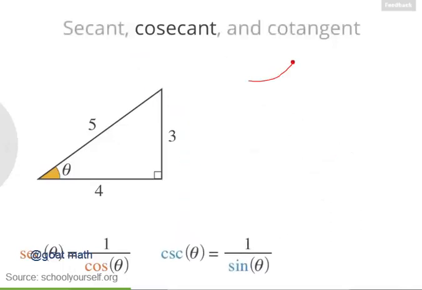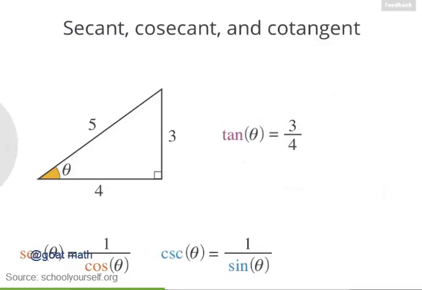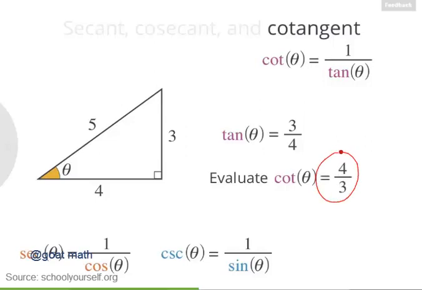Finally, we'll be looking at the cotangent function, and you can probably guess what that is. But first, let's evaluate the tangent of this angle theta. Nicely done. The tangent is the opposite over the adjacent, so that's 3 over 4. And as you might have guessed, the cotangent, written as COT, is defined as 1 divided by the tangent. So try evaluating the cotangent of this angle theta. Nicely done. The tangent of this angle is 3 over 4, so the cotangent is 4 over 3.